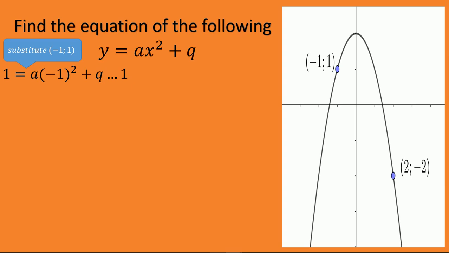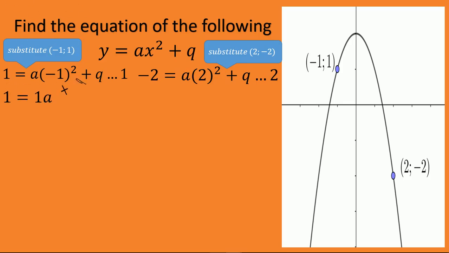We call that equation number 1. Substituting the point (2; minus 2) will give me minus 2 equals a(2) squared plus q, and we call that equation number 2. Simplify, we can say now we have 1 equals 1a plus q for equation 1, and for equation 2 we will have minus 2 equals 4a plus q. Our next step looks familiar. It's simultaneous equations.